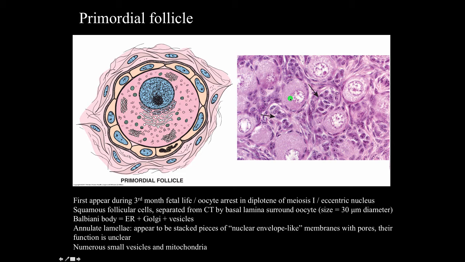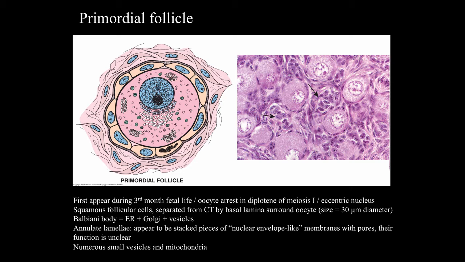There's a Balbiani body, which is very characteristic of these young primordial follicles. The Balbiani body consists of the ER, Golgi, and multiple vesicles. And then there's also something that appears to be what are called annulate lamellae. You don't see these histologically, but on good high-power electron micrographs, you see these annulate lamellae. They appear to be stacked pieces of the nuclear envelope. They're like nuclear envelope-like membranes that actually have pore complexes associated with them. We don't really know what the function of that is.